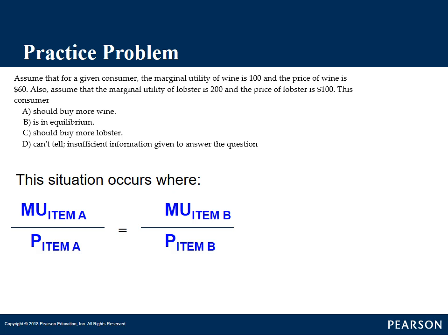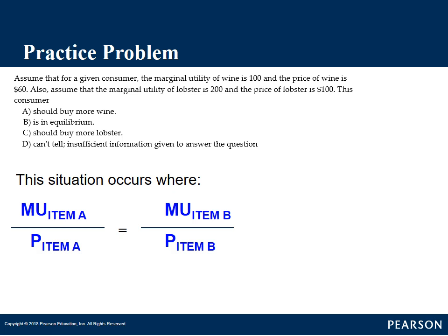Okay, so here's a practice problem that you are going to encounter on the quizzes, and there'll also be a couple more like this. So we'll go through this one together. Assume that for a given consumer, the marginal utility of wine is 100 and the price of wine is $60. Also assume that the marginal utility of lobster is 200 and the price of lobster is 100. This consumer should A, buy more wine, B, is in equilibrium, C, should buy more lobster, or D, insufficient information to give an answer.